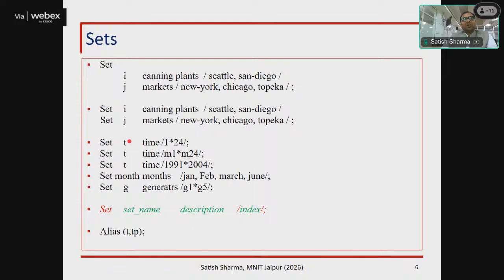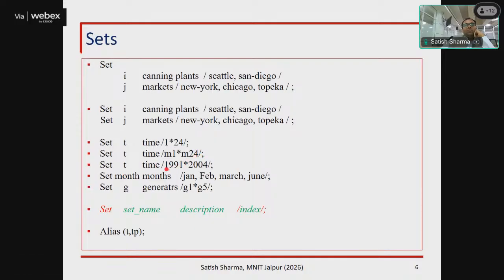Sometimes we define set t for time, and then 1*24. So 1*24 is not 1 multiplied by 24, it is basically a set which has elements 1, 2, 3, 4, and up to 24. So a total of 24 time stamps are there. Sometimes instead of giving an integer number, we can define the same set with some character and then some number, so it will be like m1, m2, m3, up to m24. This is also how we can define it.